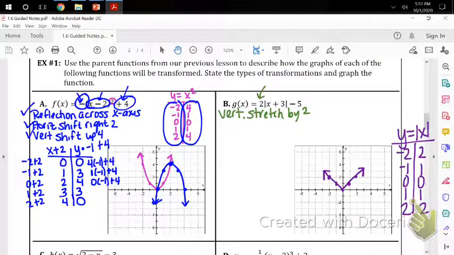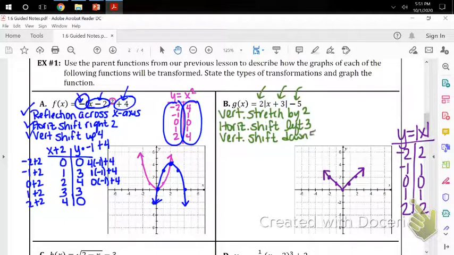Then we have this plus 3. Well, it's inside with x, so it's horizontal. It's being added, therefore it's going to be a shift. And plus 3 is going to go to the left 3, because remember, it does the opposite. Then we have this minus 5. It's outside of the absolute value bar, so it's vertical. It's being subtracted, so it's going to be a shift. And it's negative, so it's going to go down 5.